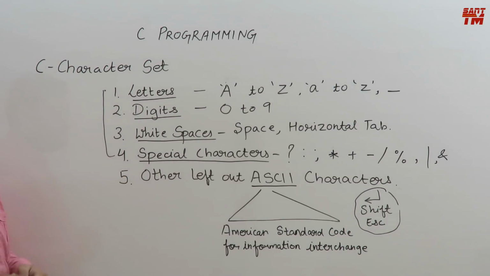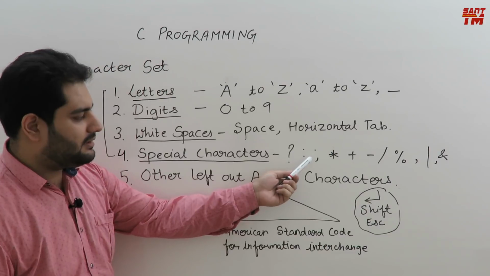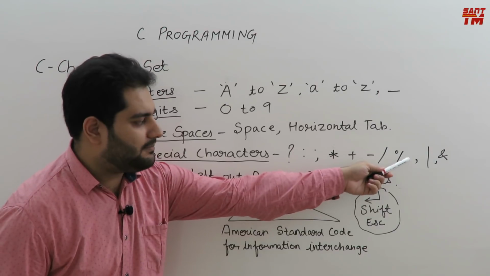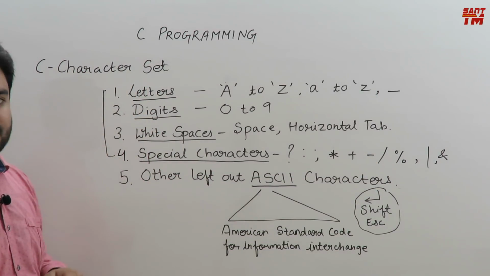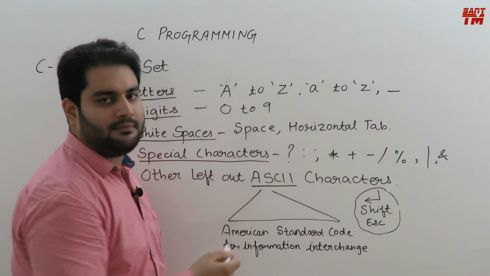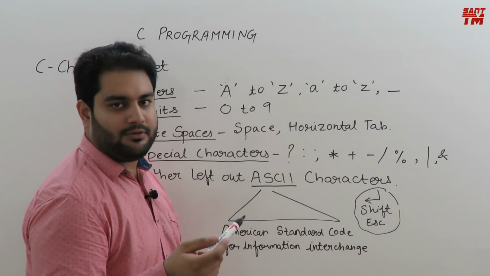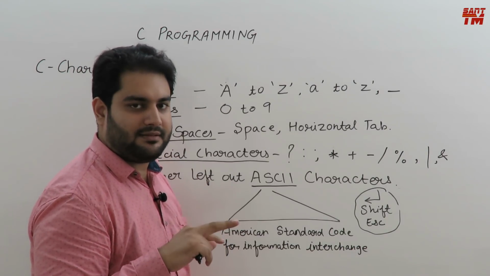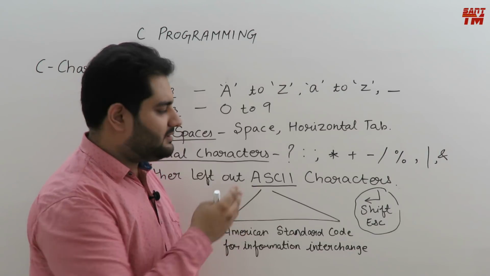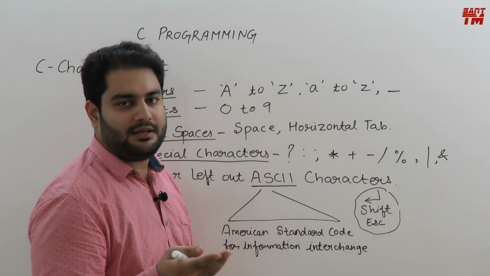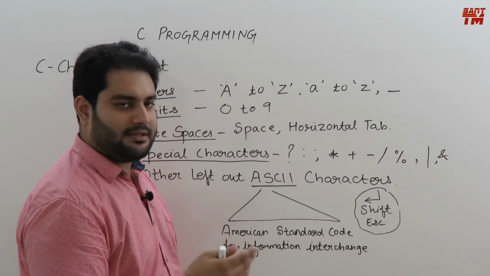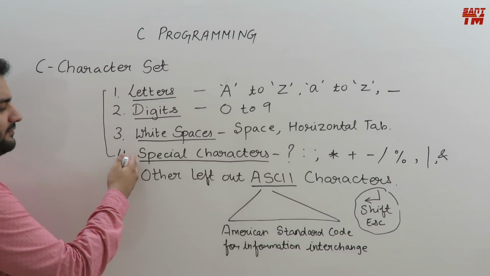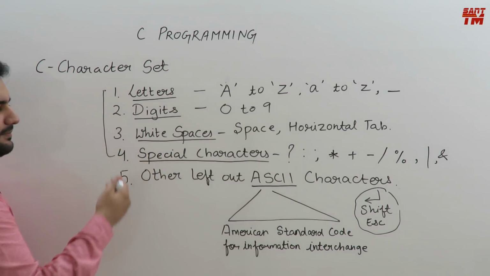Then come the special characters: question mark, colon, semicolon, multiply symbol, plus, minus, divide, modulo, pipe, and symbol. These all are special characters. I have written some of them, but there are more also. You can see your keyboard. The special characters are present above the numeral keys. By pressing shift and any of the numeral keys, you insert these special characters, and somewhere here and there on the keyboard also they are scattered. You can see there are many special characters on your keyboard. So all of them which are inserted using the shift key are called special characters.